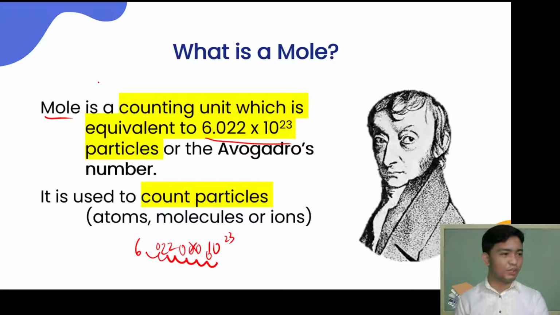Okay, now this is referred to as Avogadro's number because this is named after this man right here. Sino ba itong nasa gilid na lalaki na to? So this is Amedeo Avogadro. Well, he is not the one who determined the value of this 6.022 times 10 raised to 23, but this was named after him in honor of his contributions in the field of chemistry. Okay?